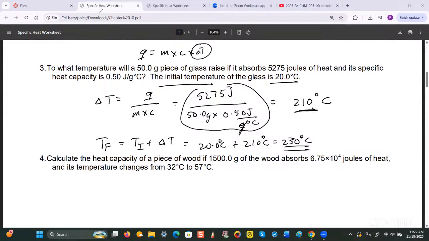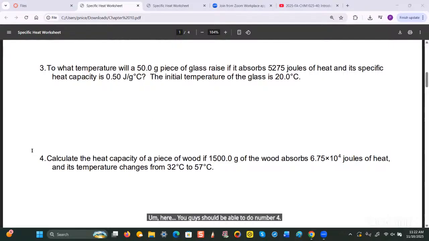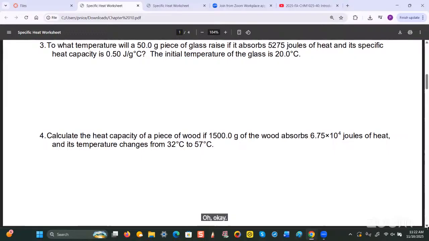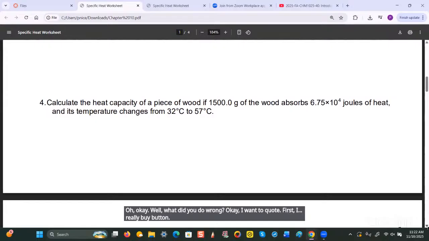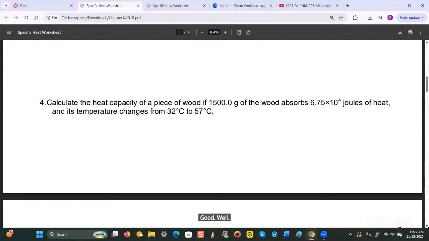All right, now, number 4, based on what we have done so far, you guys should be able to do number 4. Oh, okay. What did you do wrong? Well, for the divide part, I actually pressed the divide button. What you did was use the fraction behavior. Oh, okay.